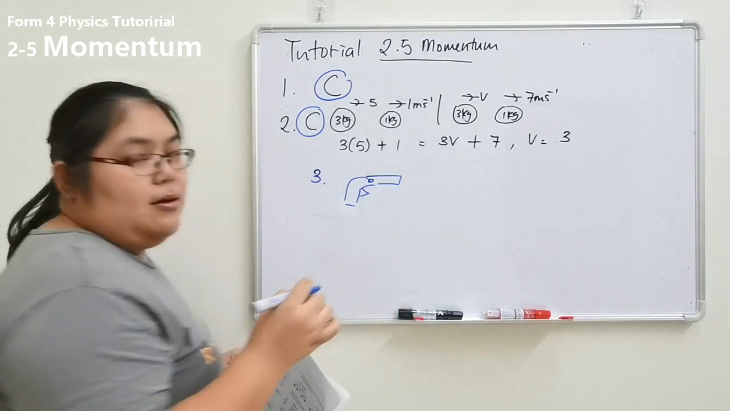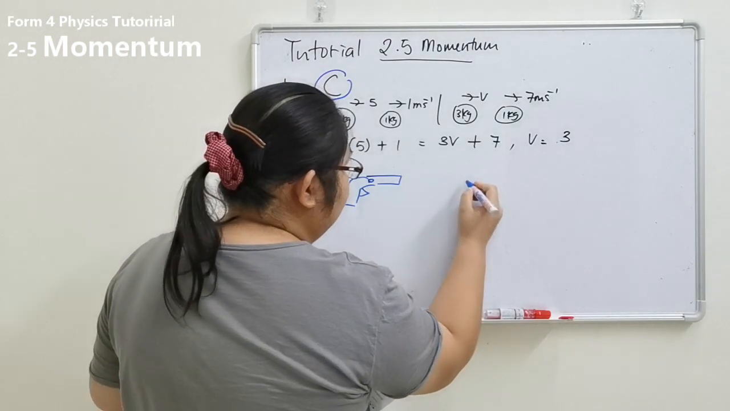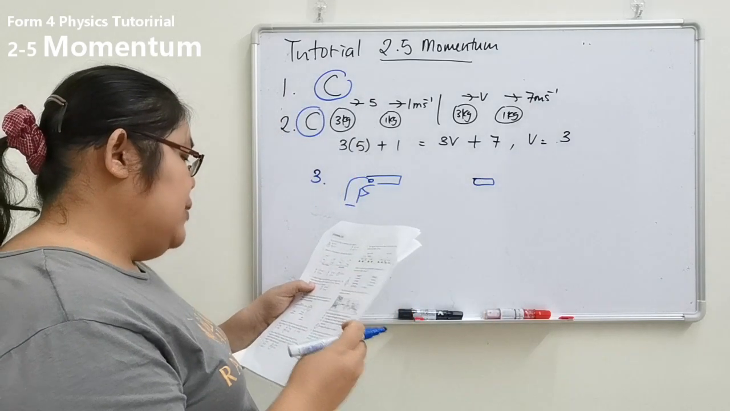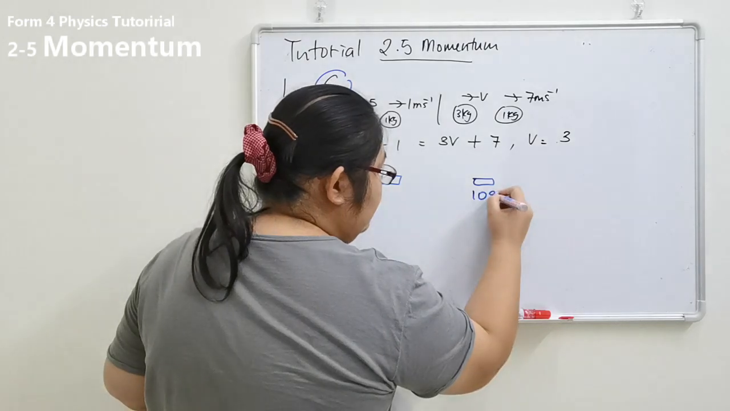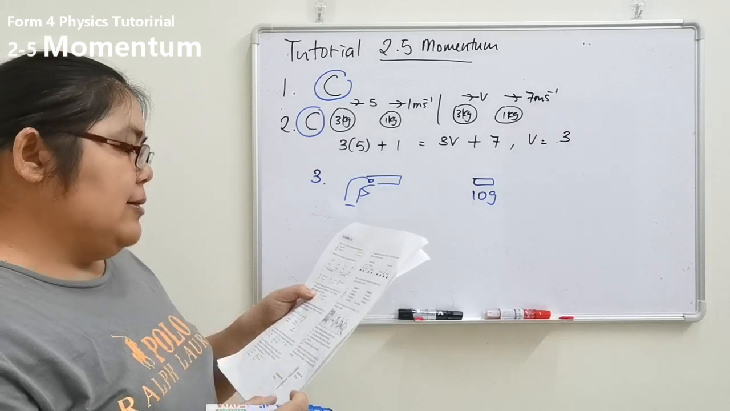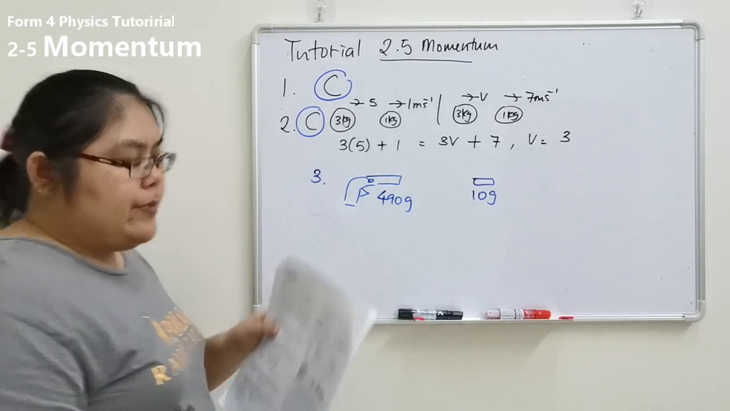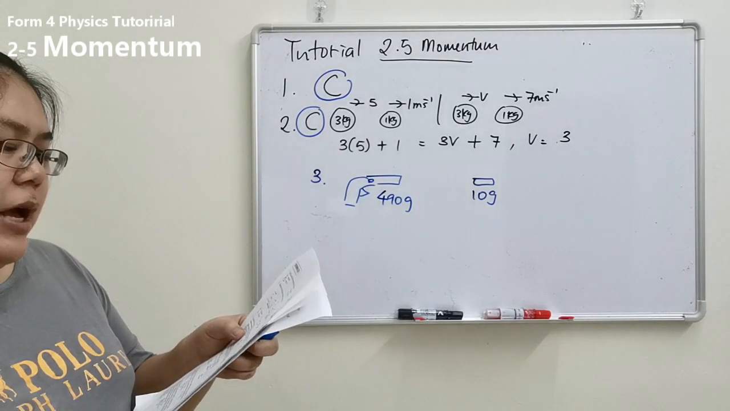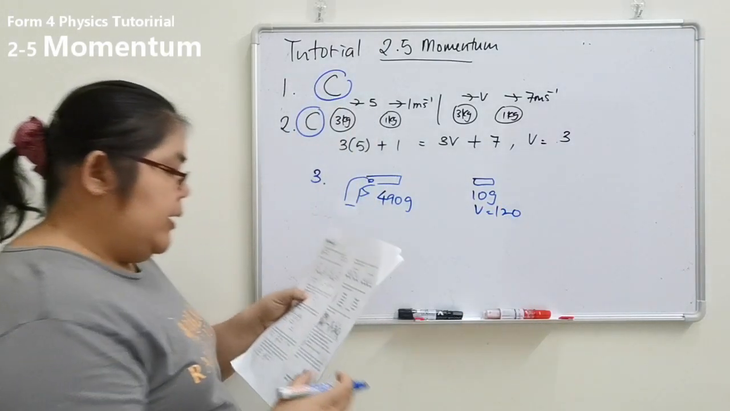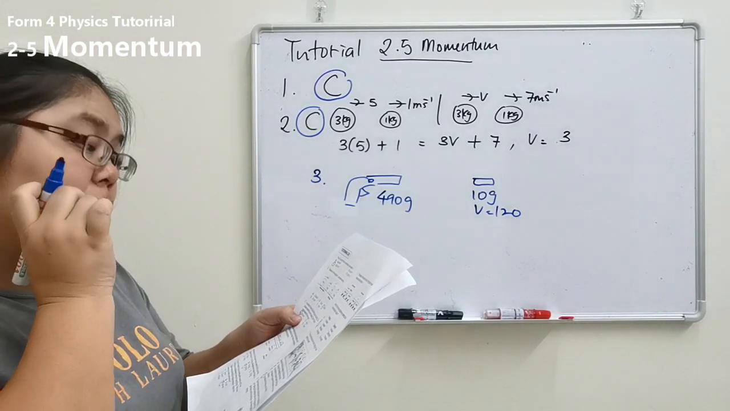So this one is before collision. After collision, the bullet will come out. Then they say the bullet is 10 gram. After that, they fire from the gun, and the mass is 490, both also using gram. Now the bullet leaves the gun with speed V of 120. Finally, they ask what is the initial speed of the recoil of the gun.